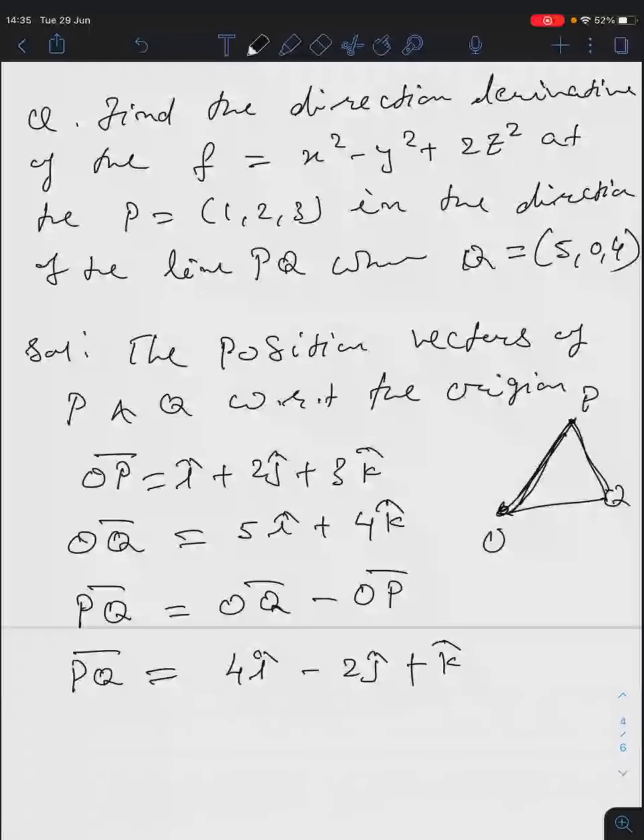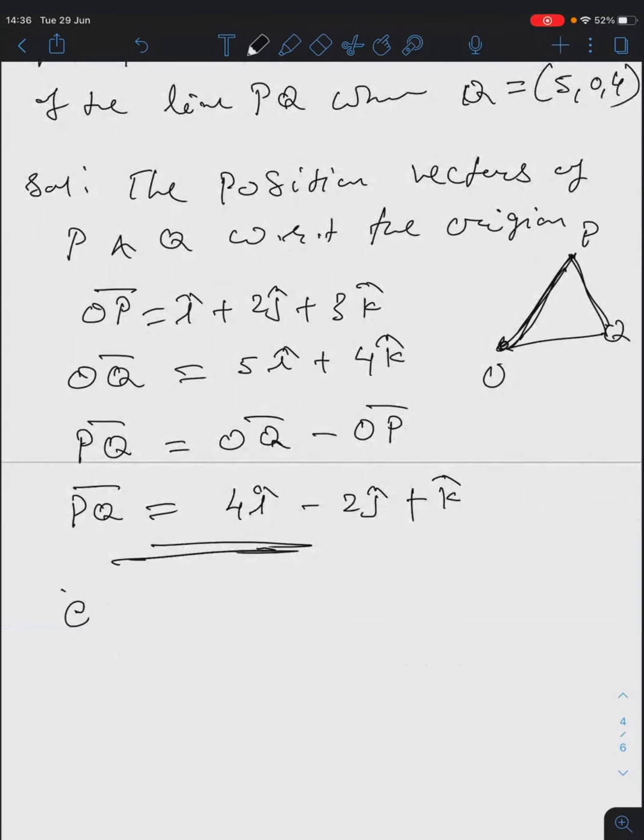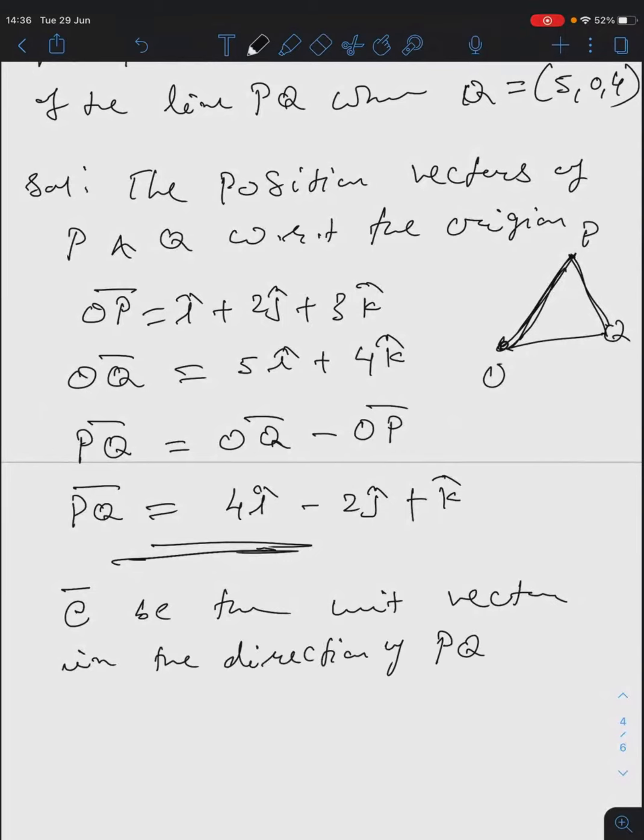Now once you have obtained this vector, you have all the things. You have the function whose gradient needs to be calculated at the point 1, 2, 3, and its directional derivative needs to be calculated in the direction of this vector. That means you need to find the unit vector in the direction of this vector. Okay, so let us calculate e bar also. Let e bar be the unit vector in the direction of PQ bar.